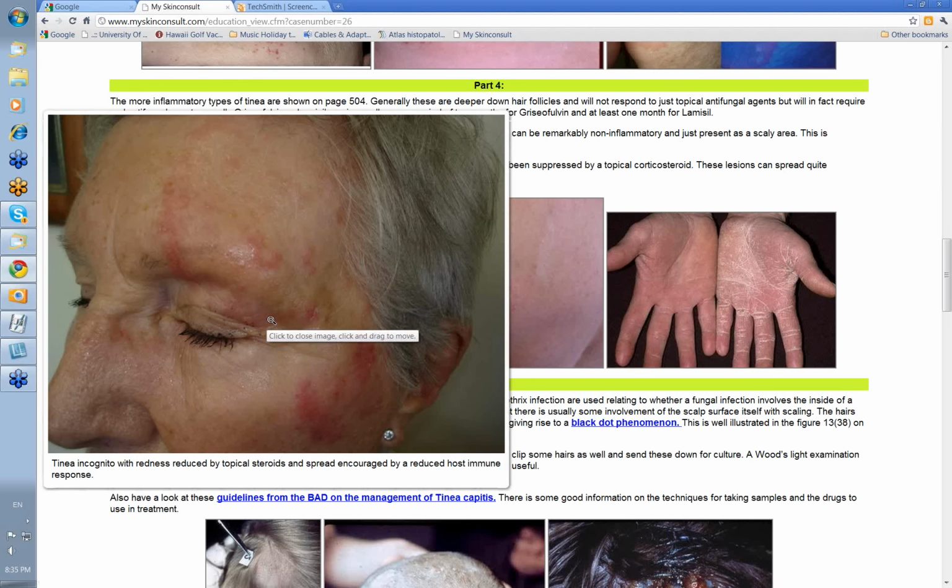What about this one? This is tinea incognito. This is your spreading edge here, all the way up here, and it's down here above and into the eyelid, and it's extending all the way down here. And the redness is reduced because topical steroids have been applied, and that encourages the fungus to spread because of a reduced host immune response. So these can be difficult to pick up. That's why you've always got to know what someone applies to their skin beforehand to see whether the rash may be modified.